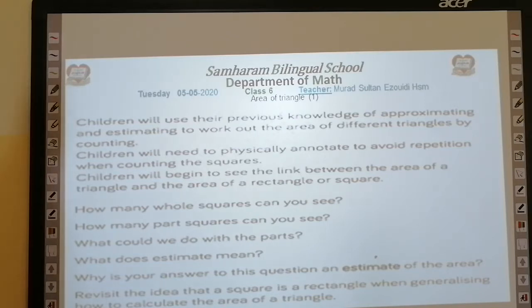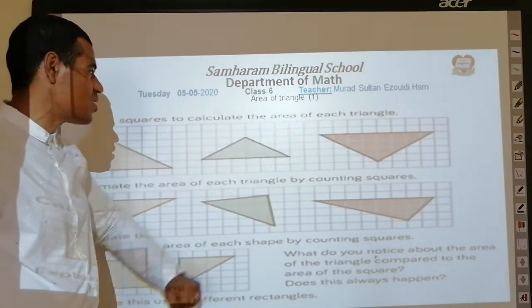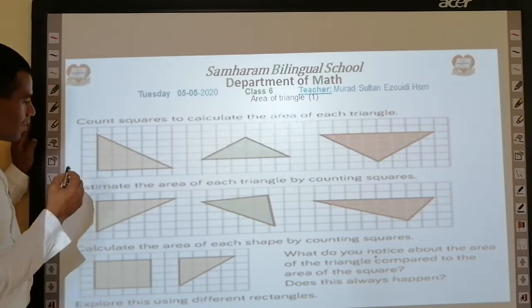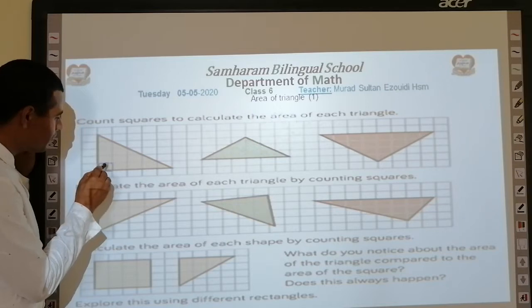Area of a triangle. Students will use their previous knowledge of approximating and estimating to work out the area of different triangles by counting the squares. Also, students will need to physically annotate to avoid repetition when counting the squares. For example, count squares to calculate the area of each triangle. This one, madams, how? Let's count this one. This is triangle number 1.